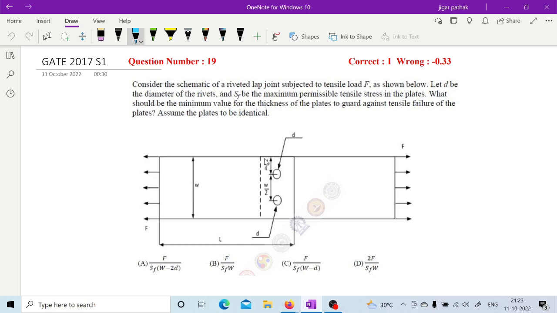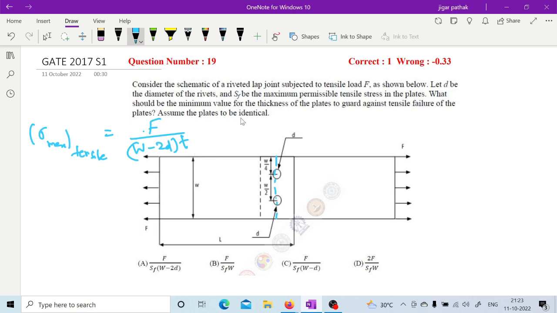Okay. Correct. Why? Because here sigma maximum tensile can be equal to the force upon area, right? Force upon minimum area. So force upon minimum area will be along this particular line, as we have seen in that problem, (W minus 2D) into thickness. So F upon (W minus 2D) into thickness will be this maximum tensile stress, because here area is minimum in this plate.